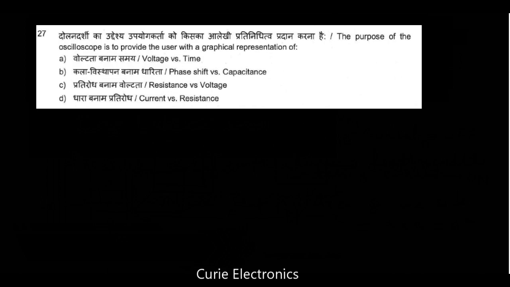Question number 27. The purpose of the oscilloscope is to provide the user with a graphical representation of... It has an x and y axis, and what does it show? Voltage with respect to time. We can measure phase as well as frequency using the oscilloscope.